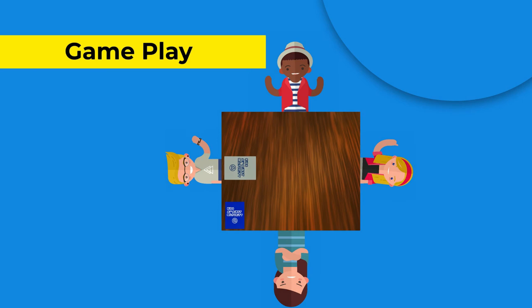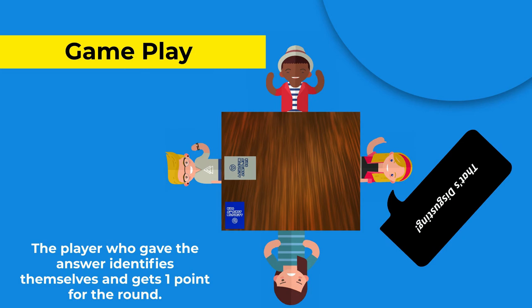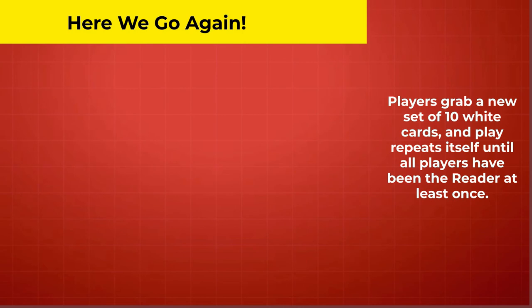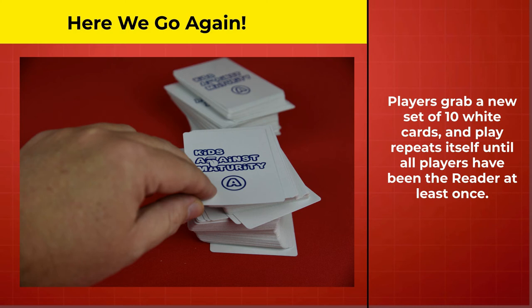The player who gave the answer identifies themselves and receives 1 point for winning the round. All players return their white cards that they didn't use. The next player becomes the reader, and all other players now grab a new set of 10 white cards, and the process repeats until each player has been the reader at least once.